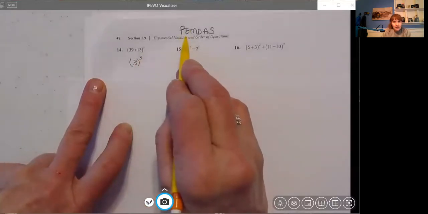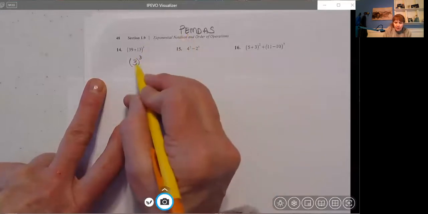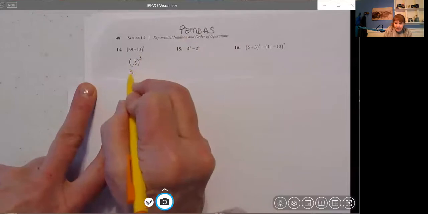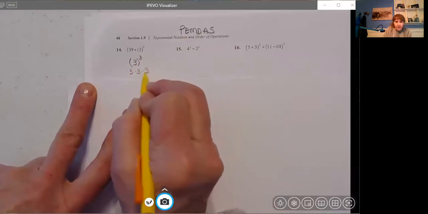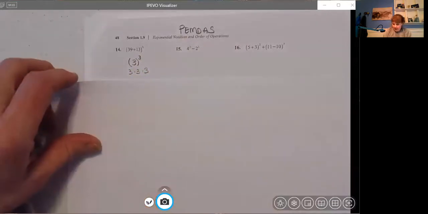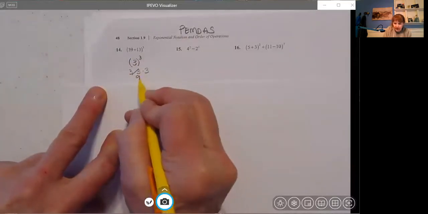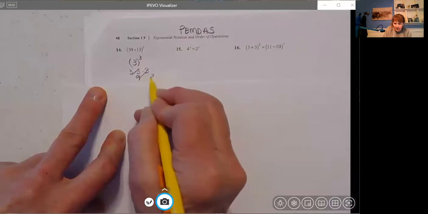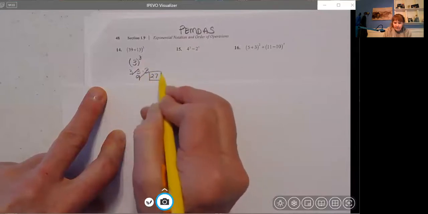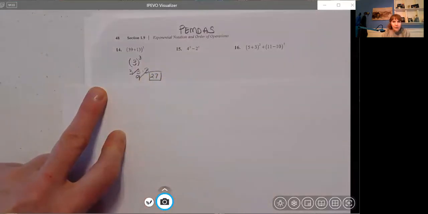Now we do have an exponent. So we will do that exponent. 3 cubed means 3 times 3 times 3, which is 3 times 3 is 9. 9 times 3 is 27. Okay, so 3 cubed is 27.